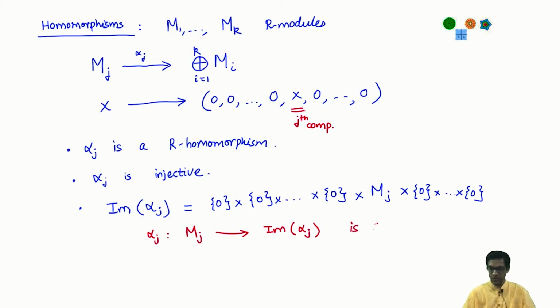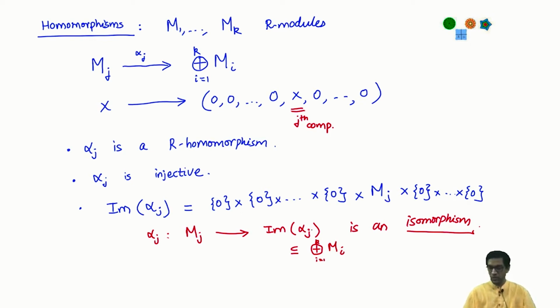This is this set. So consider alpha j from Mj to the image of alpha j. Clearly this map is an isomorphism now. Okay, why is it an isomorphism? It was already injective, and since I have restricted on the right hand side to just the image, it's also surjective. So alpha j from Mj to image of alpha j is in fact an isomorphism of modules. So what that means is that in some sense, recall that image of alpha j is a subset of the direct sum, right? This is a submodule of the direct sum of the Mi. So the image of alpha j is an isomorphic copy of Mj.